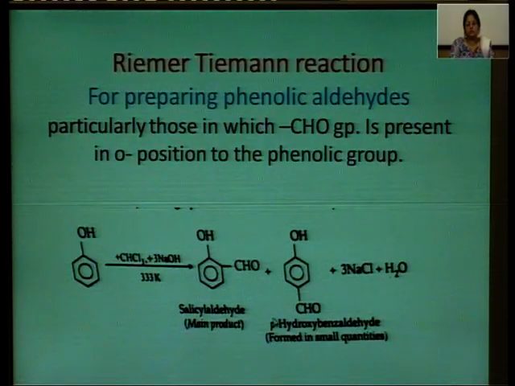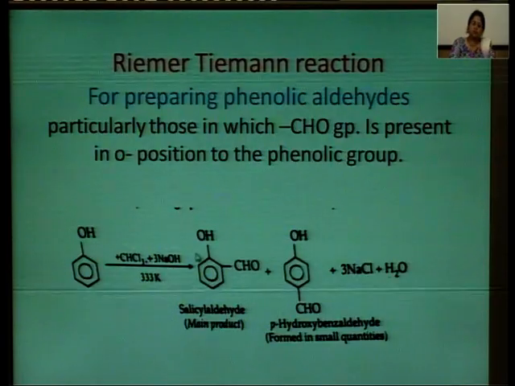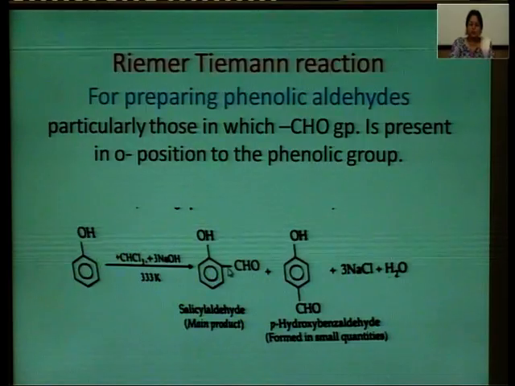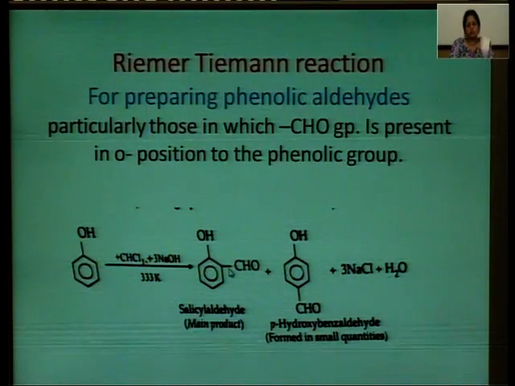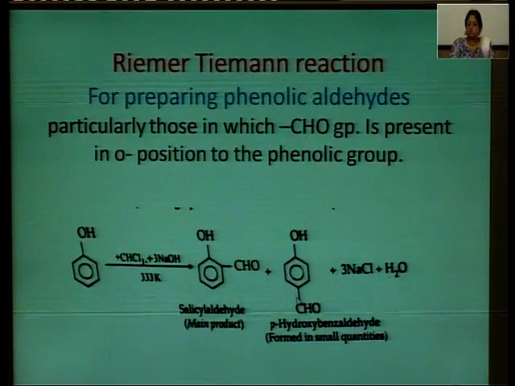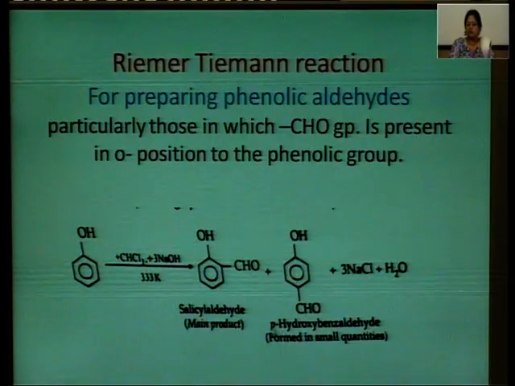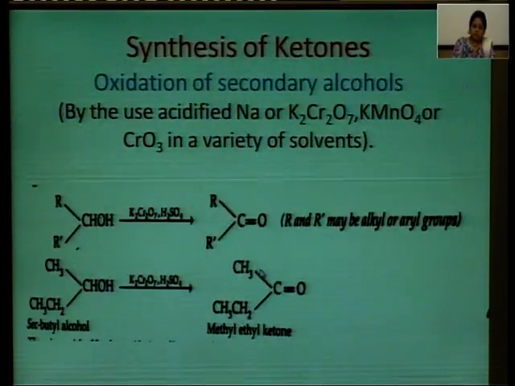Now, from where the word para and ortho: if the two substituents are present at position 1 and 2 with respect to each other, then the word ortho is used, and if the two substituents are present with respect to each other on the position 1 and 4, then the word para is used.